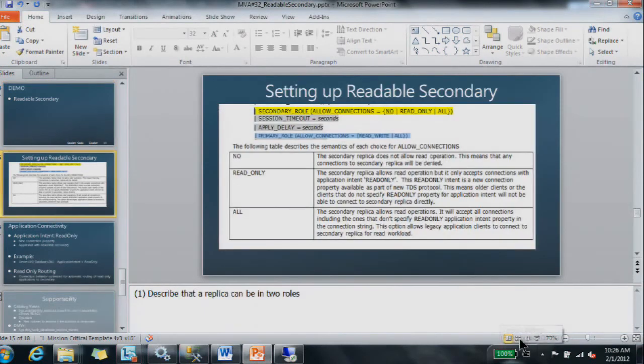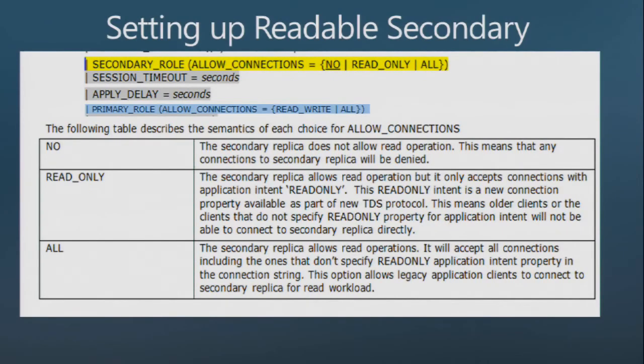Now let me talk about the connectivity. So when you have a secondary replica, you can choose to say that no read workload is allowed. This is like a database mirroring configuration, right? So you can say in secondary role for this replica, I will not allow any read workload. This is a default. There are two other options. You can say I will allow read-only workload, or I will allow all workload. And let's look into why we have these two options.